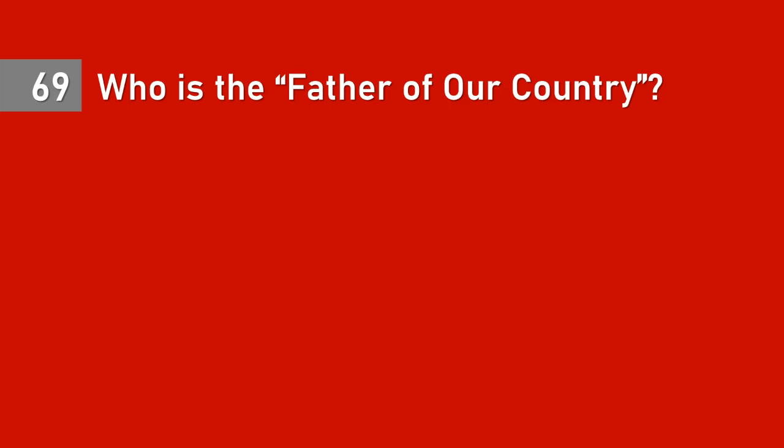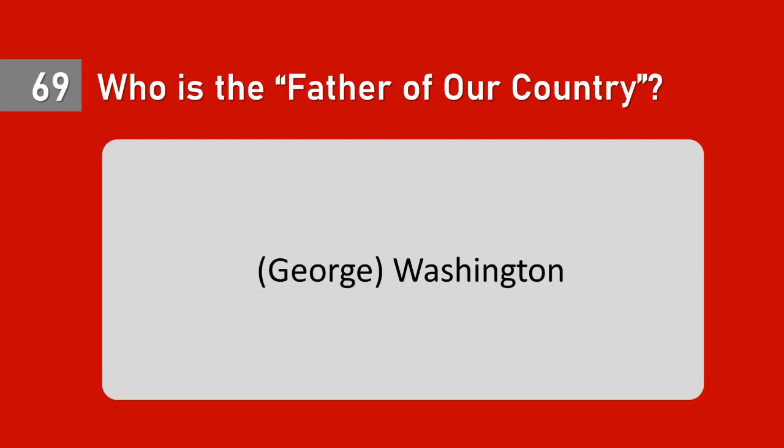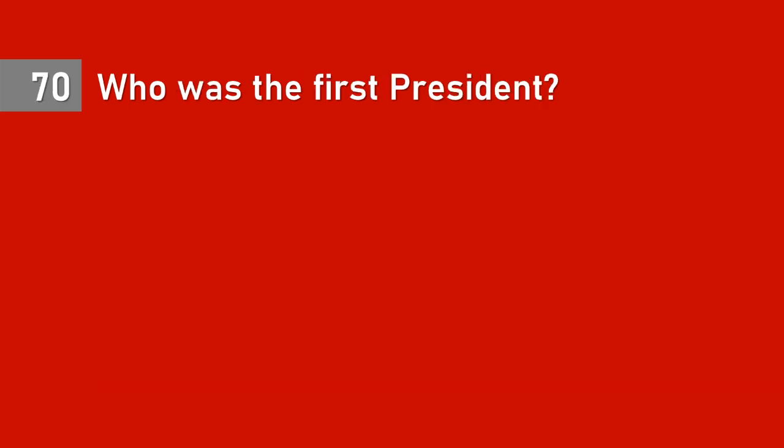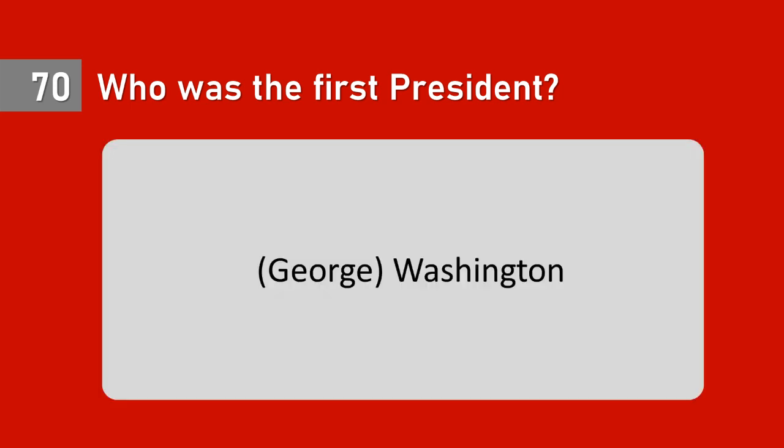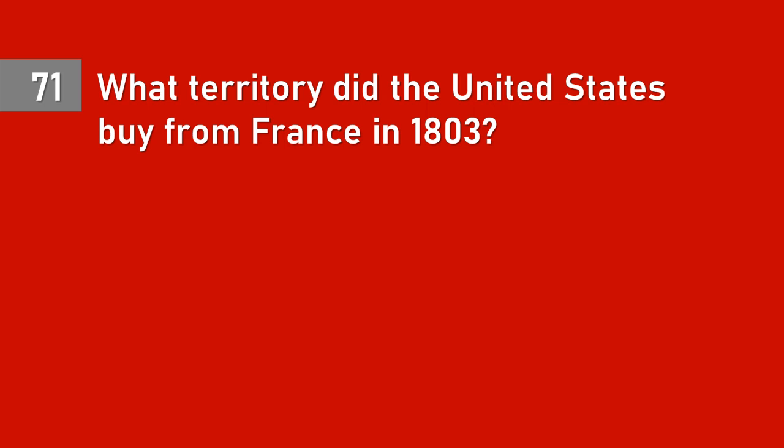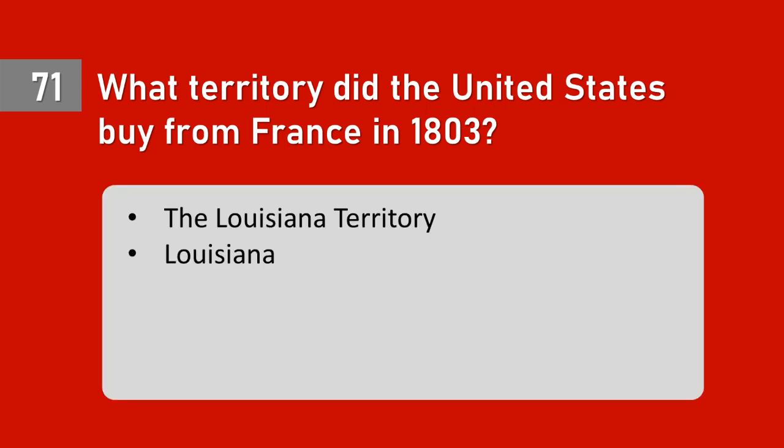Question 69. Who was the father of our country? George Washington. Question 70. Who was the first president? George Washington. Section B, 1800s. Question 71. What territory did the United States buy from France in 1803? The Louisiana Territory, Louisiana.